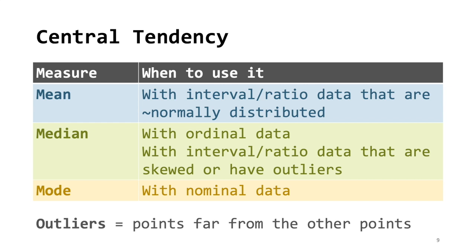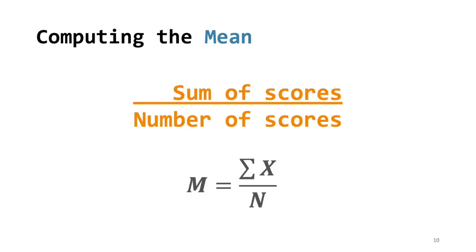I use this term, outliers. It's just a term that means points that are far from the other points. It doesn't mean they're bad or wrong, it just means they're far away from the others. So computing the mean, I know many of you are not super comfortable with equations, but all this is saying is you sum up all of your x values and divide by however many you have. So the sum of the scores divided by the number of scores.